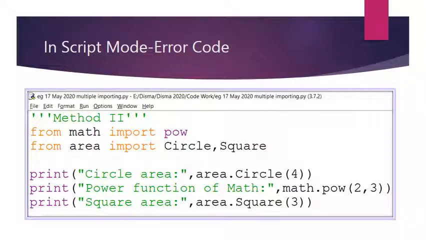In this particular coding, the programmer has tried to call these functions with their module name: module name dot that particular function name. I have already told you it is not required for this method. It will give you an error only. We are going to see what the error output of this code is.